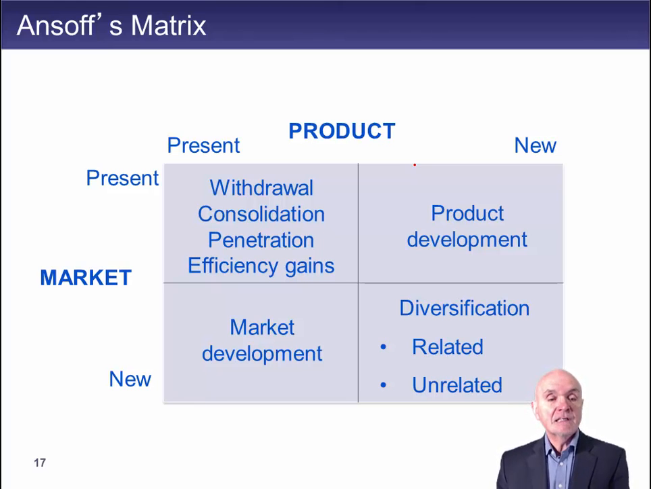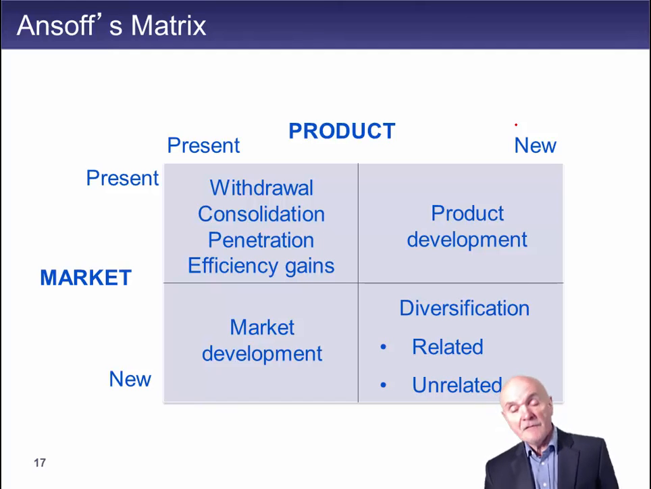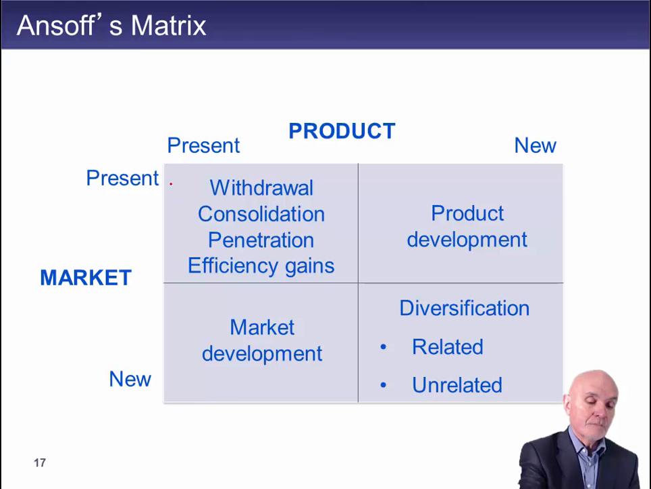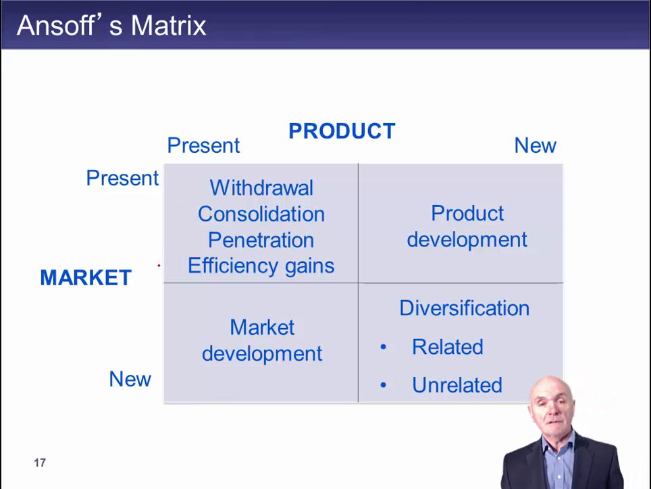And it says you look at markets, and there's the present market and potentially new markets, and then you look at the product, present products and potentially new products. And it says, if you stay with your current market and your current product, then you are in here, top left quadrant. What can we do if we stay in our home market and we don't develop new products?